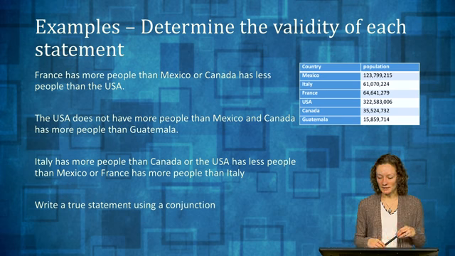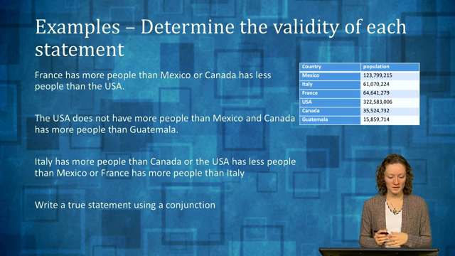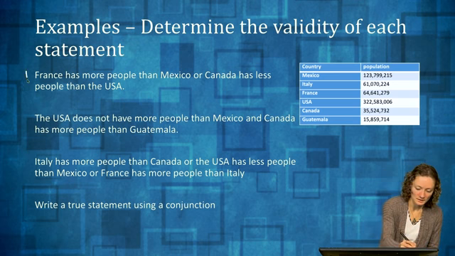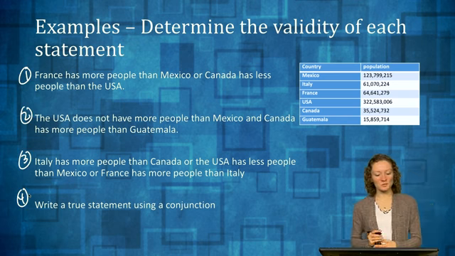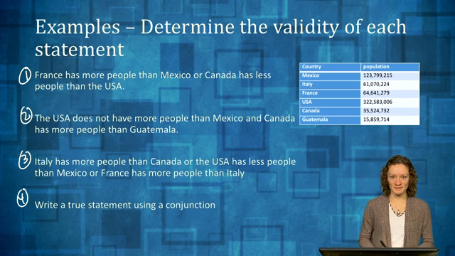So this is data I collected in 2016. It's fluctuated since then, but this is what we're going to use. So the initial statements, let's number them: 1, 2, 3, 4. So the first one: France has more people than Mexico, or Canada has less people than the USA.